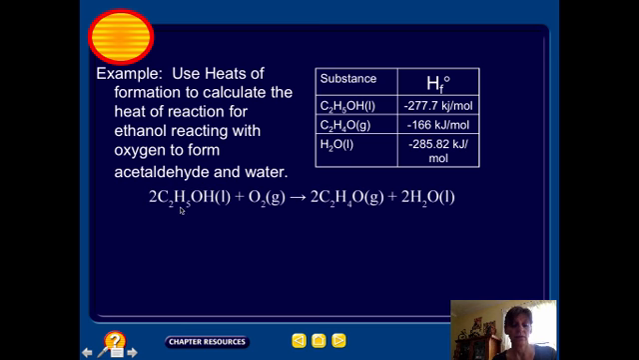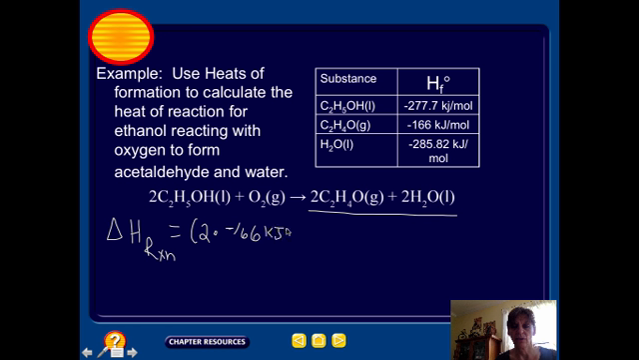All right, so what we want is the delta H of reaction, which equals the sum of the products first. So sum of, I need two acetaldehydes. So I need 2 times negative 166 kilojoules, because it's kilojoules per mole, and here's 2 moles, plus 2 times the kilojoules per mole of water.